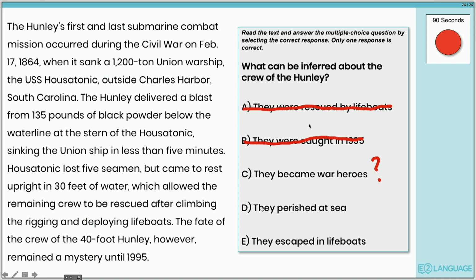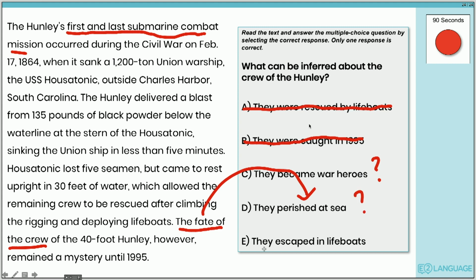D, the crew of the Hunley perished at sea. So the Hunley's first and last submarine combat mission. Okay, the fate of the crew. Okay, this is pretty good. This sort of language is leading me to believe that perhaps the crew of the Hunley perished or died at sea. So that's a pretty good one.